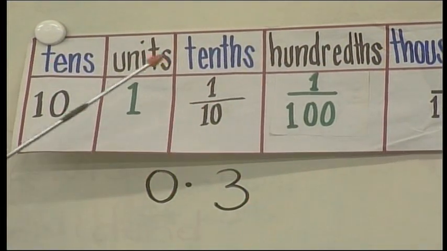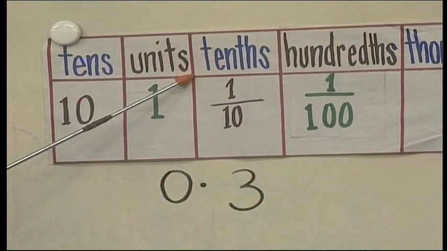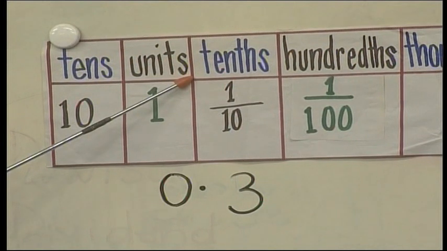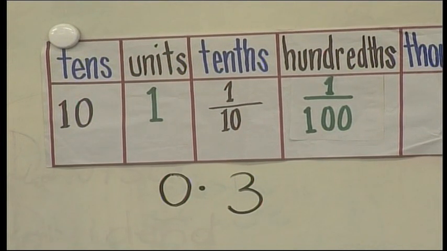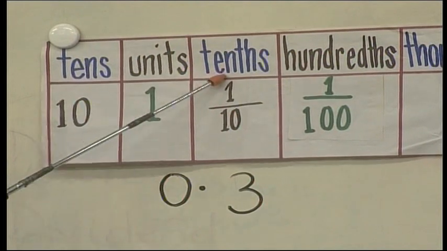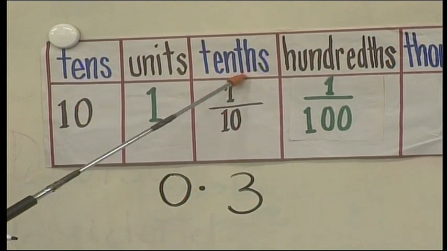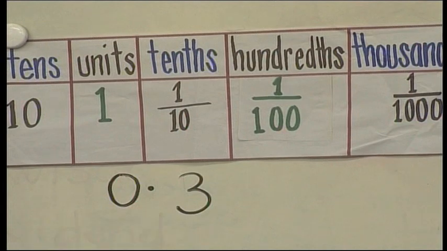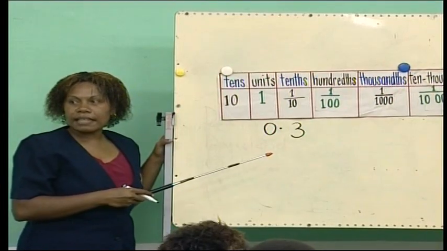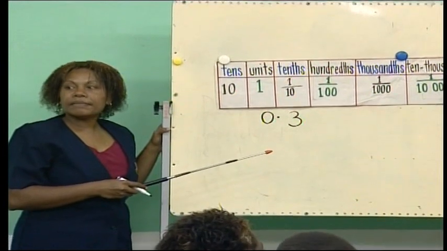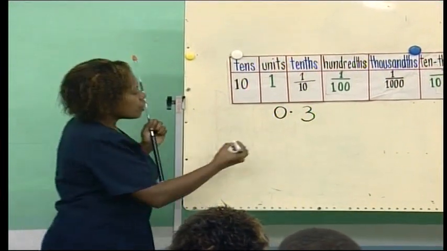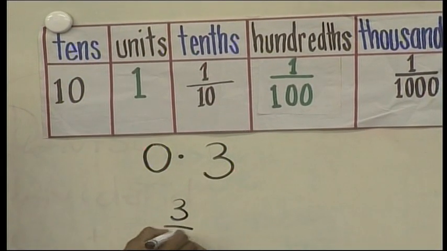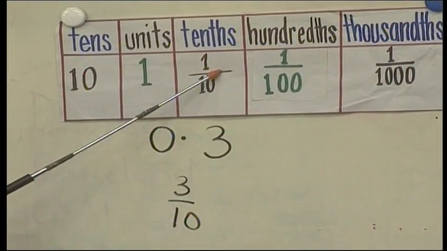0.3. Okay, remember, this can be units or ones. In between here is the decimal point. After the units, you have the fraction or decimal place values here. Tenths, hundredths, thousandths, and so on. So 0.3. So what will 0.3 be in fraction? Okay, class? 3/10. Okay? In fraction, it will be 3/10.